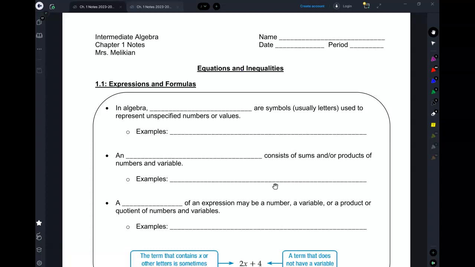All right. So in algebra, okay, we have numbers and we have variables, right? Variables are symbols, and usually they're letters that are used to represent unspecified numbers or values. So for example, X, Y, Z are the common variables, right? It could be A, D, W, whatever. Any letter, R, T, any of the alphabet can be used as a variable, okay?